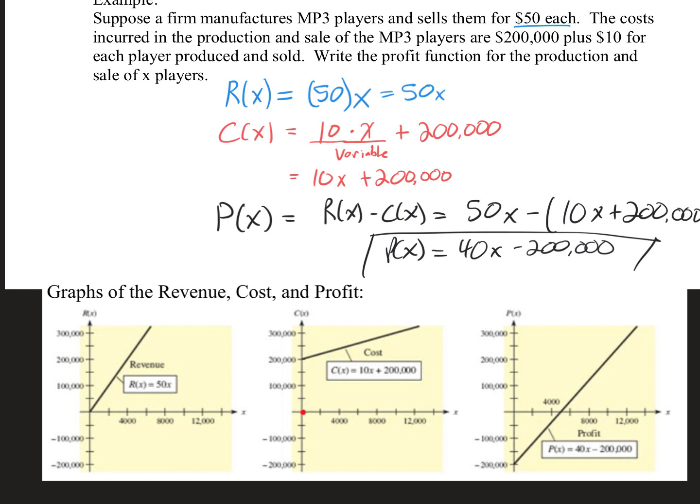Cost does not go through the origin. It actually has a positive y-intercept, and the reason is that if you produce 0 units, you still have all of those fixed costs that are associated with this business. So we expect that the cost function usually has a positive y-intercept.